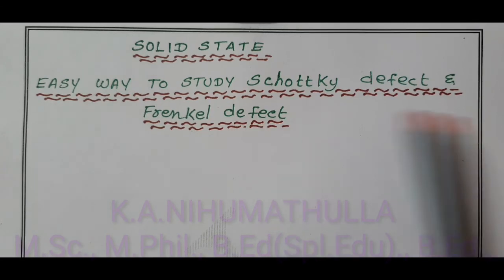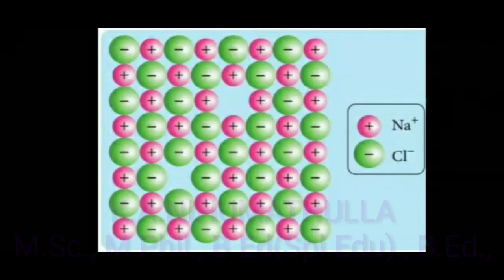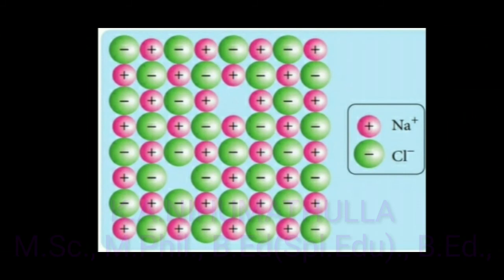This is a sodium chloride crystal, the image for an example of Schottky defect. We know Schottky defect arises due to the missing of an equal number of cations and anions from the crystal lattice. From the sodium chloride crystal, one Na plus ion and one Cl minus ion are missing.